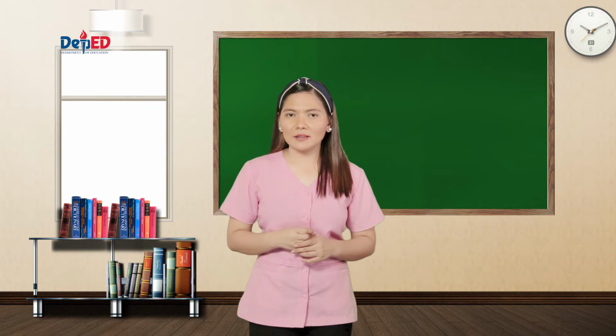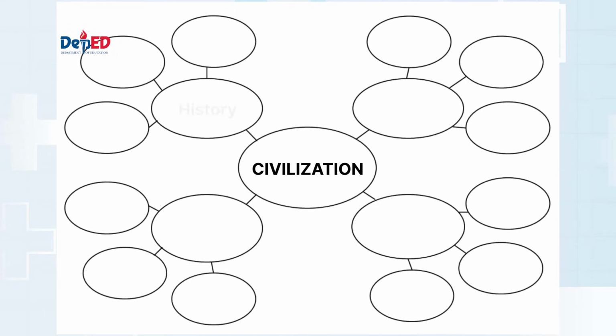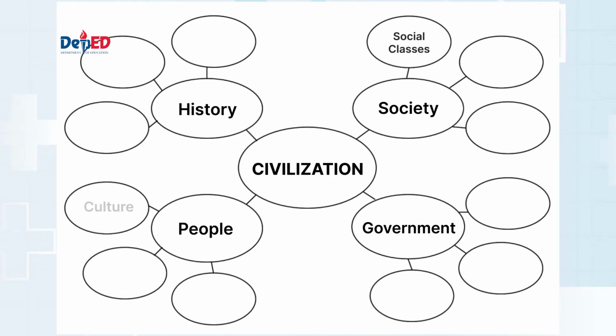We have history, people, society, government, social classes, culture, tradition, politics, economy, war, and geography.